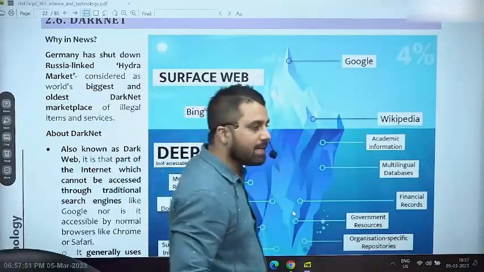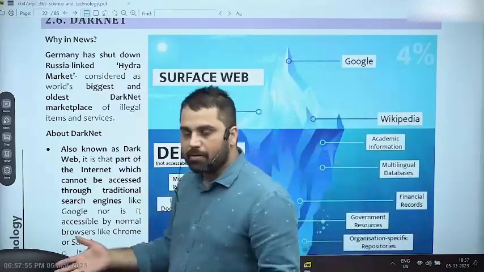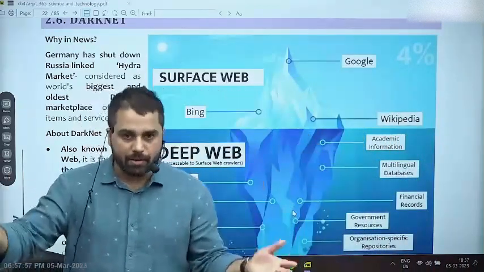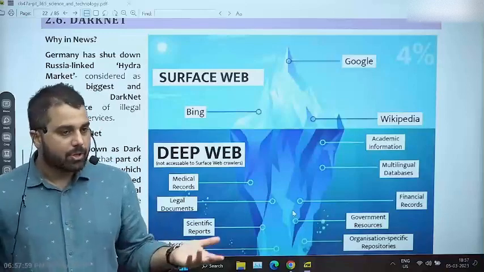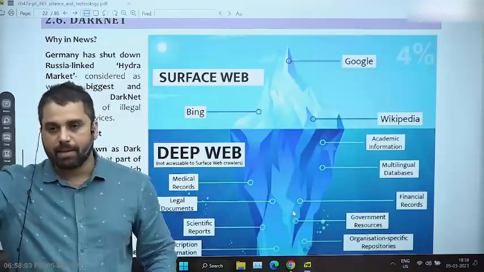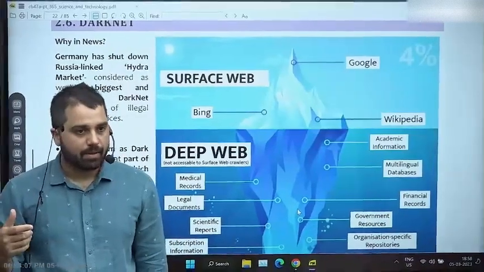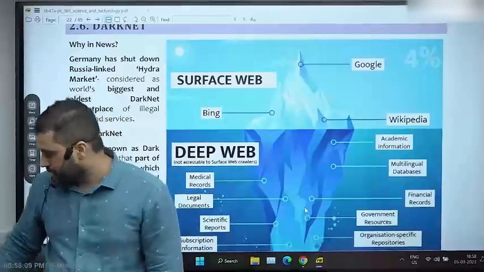So in this case, what the German government can do is that they have found people who are involved here, they have found the web server from where it is being managed, and they have shut it down. But there will be another web server, there will be another market, and that will emerge. So that is a challenge posed by dark web.